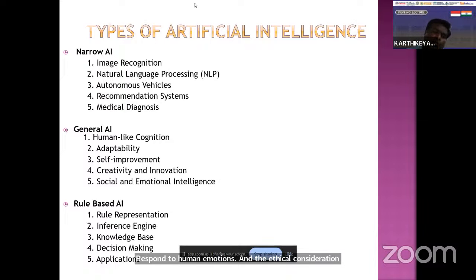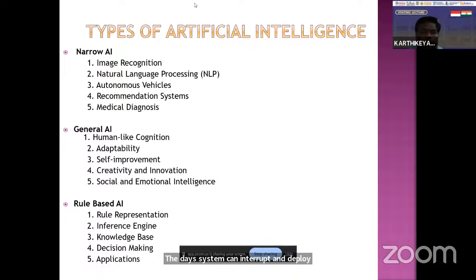And the third type, AI following the rule-based AI. The rule-based AI uses rules to represent knowledge. The rules are typically represented in a structured format that the AI system can interpret and apply.